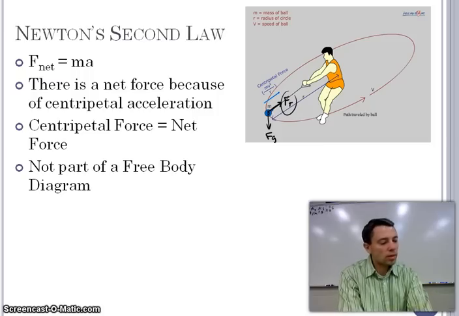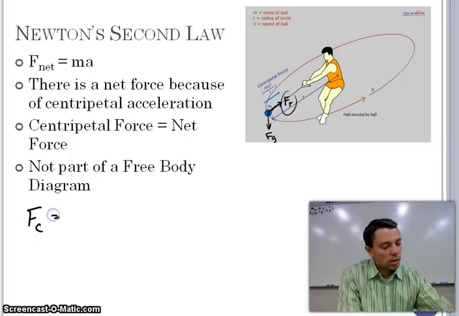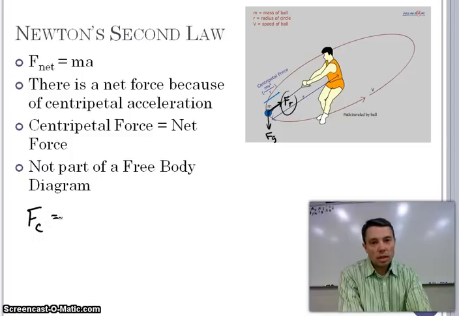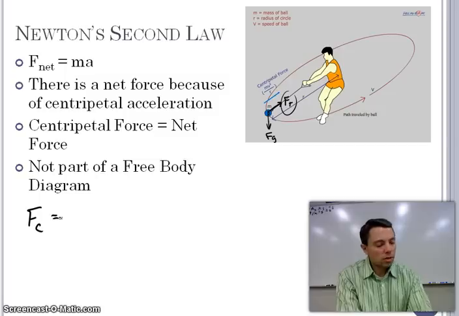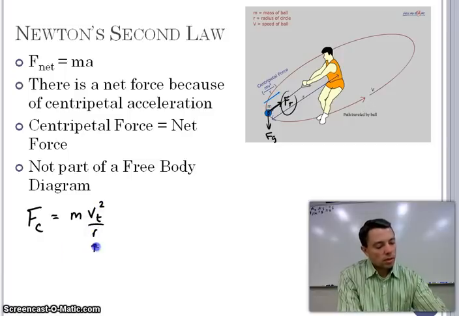Because we're looking at a force that we're going to call centripetal, we should talk about it in terms of it being nothing more than a mass times an acceleration. But our centripetal acceleration, if you remember, can be written 2 ways. That tangential speed squared over the radius, okay? That's what centripetal acceleration is.